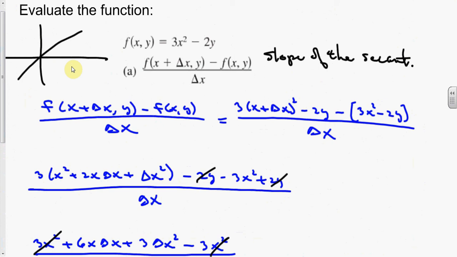If I take the limit of this ratio, take the limit of that, then I get the slope of the secant.